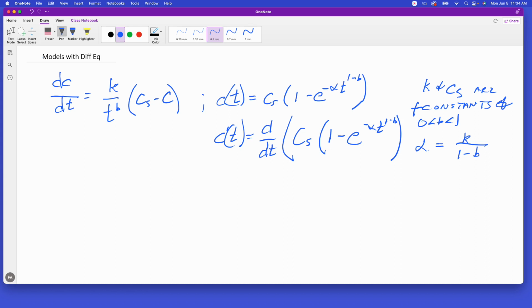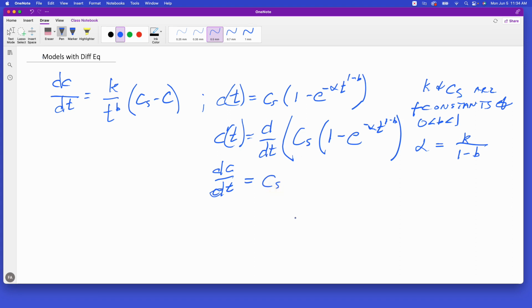Okay, so this d/dt is simply talking about finding the derivative of this entire function here. So when we do that, we find C prime. Another way we could write this is dC over dt, right? So once we found this, that should match up with this original function over there for our differential equation. So d/dt means find the derivative of this.